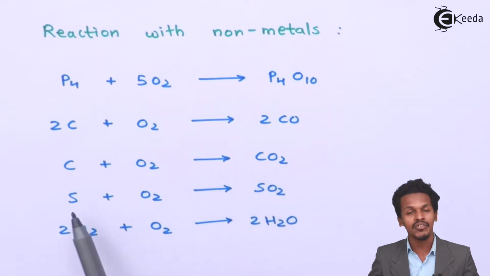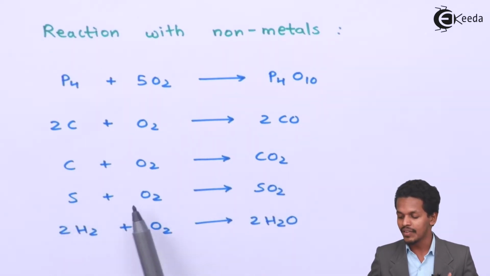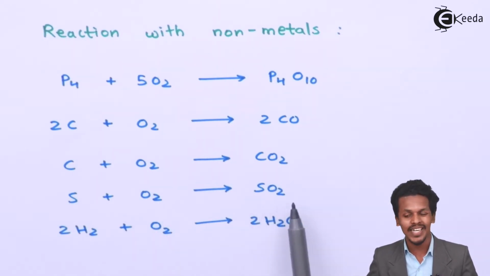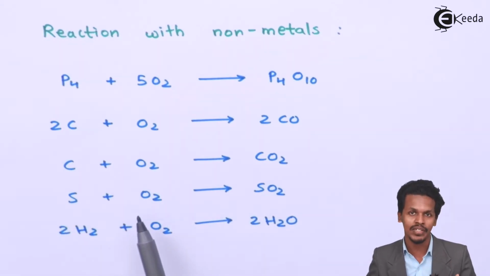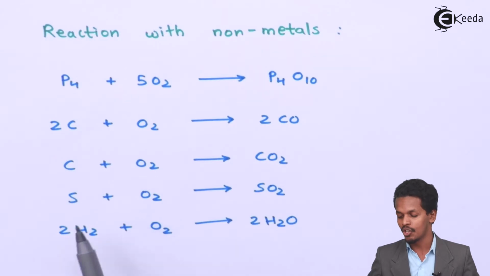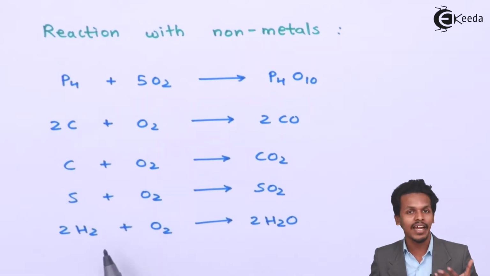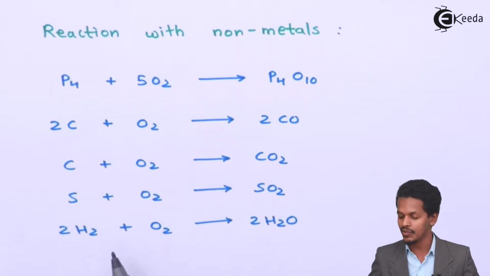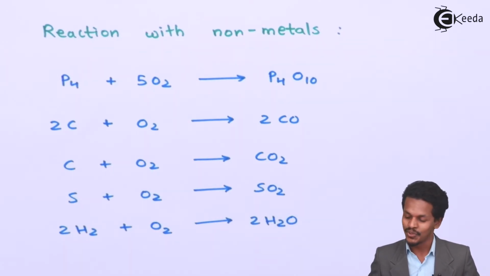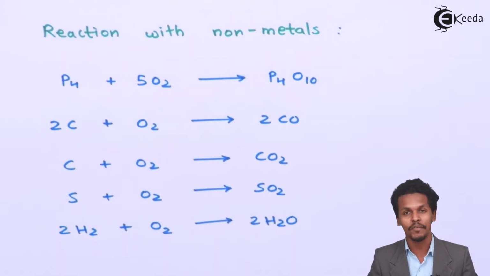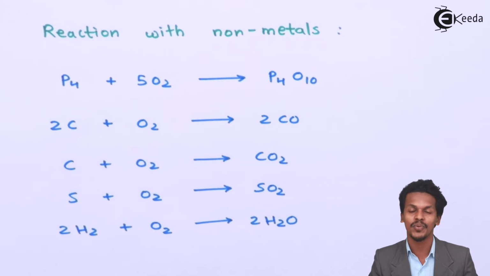Talking about the next reaction, whenever sulfur is reacted with oxygen it forms sulfur dioxide, and obviously this requires a higher temperature because sulfur is not that reactive with oxygen at room temperature. The next one is hydrogen reacting with oxygen, at high temperature and high pressure, forming H2O, that is water. These were all the examples related to the reaction of oxygen with non-metals. And now let's move to the next one.